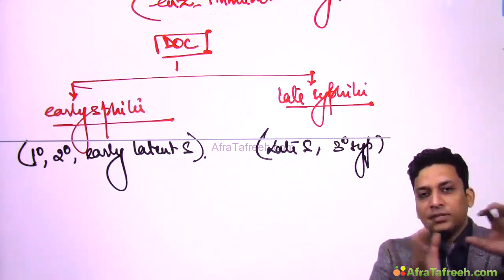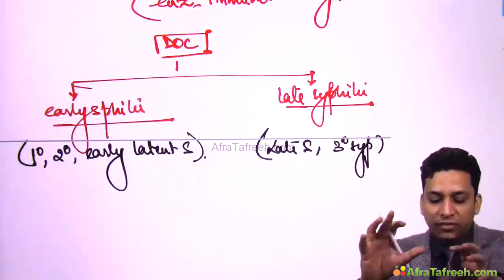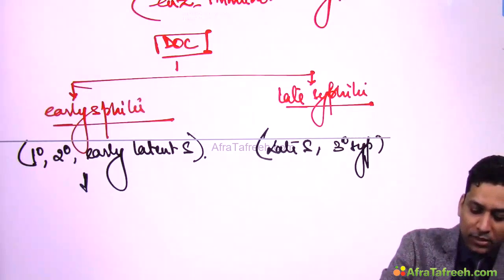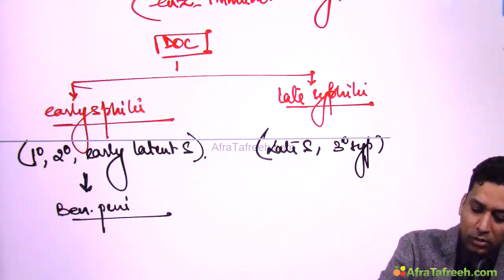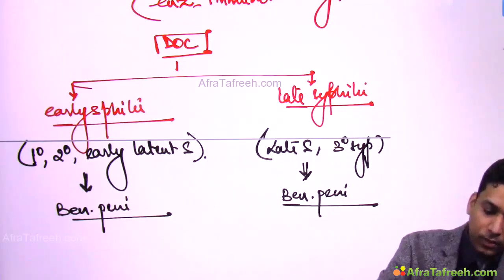So if the patient presents early or late, the doses are different. The drug of choice is the same for both, that is benzathine penicillin. So here also we give benzathine penicillin, here also we give benzathine penicillin. Now what is the difference?